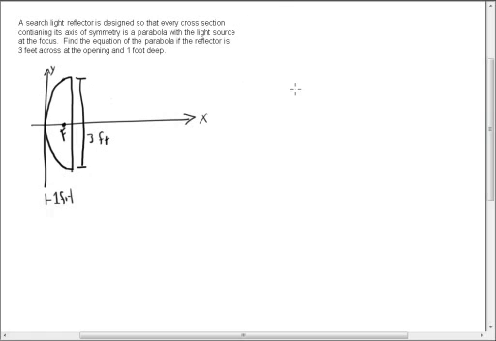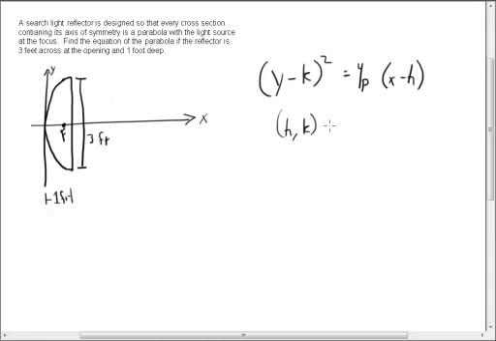The general form of the equation for a parabola that opens to either the positive or negative x-axis is (y minus k) squared equals 4p times (x minus h), where h comma k is the center, and the focus is h plus p comma k.